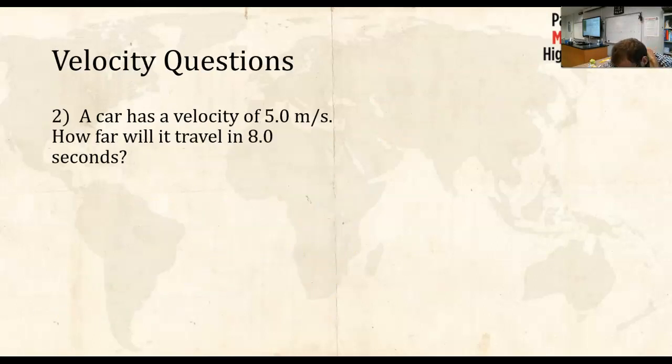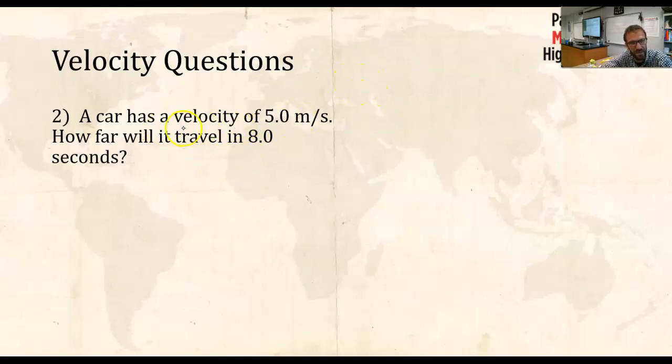Alright, that last question was remarkably simple because it was what we call a plug and chug problem. You just get the equation, you have the numbers, you plug in the numbers, you're done. This question is a little bit trickier. A car has a velocity of 5 meters a second. How far will it travel in 8 seconds? Okay, this is a little bit trickier, but it's not impossible.